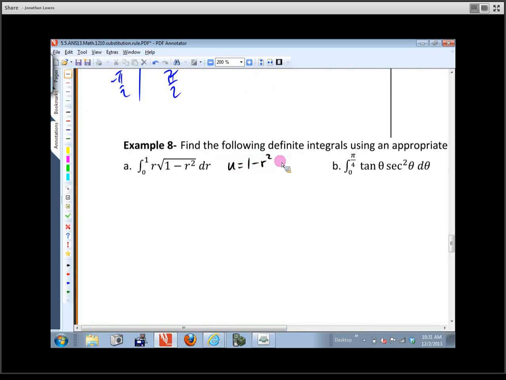We do that for a couple reasons. It's got two terms, one of which is a constant. That'll go away when we differentiate, and it's the inside function. So that means du is equal to negative 2r dr. I don't need the negative and I don't need the 2. So I'm going to rewrite this as negative 1/2 du equals r dr.